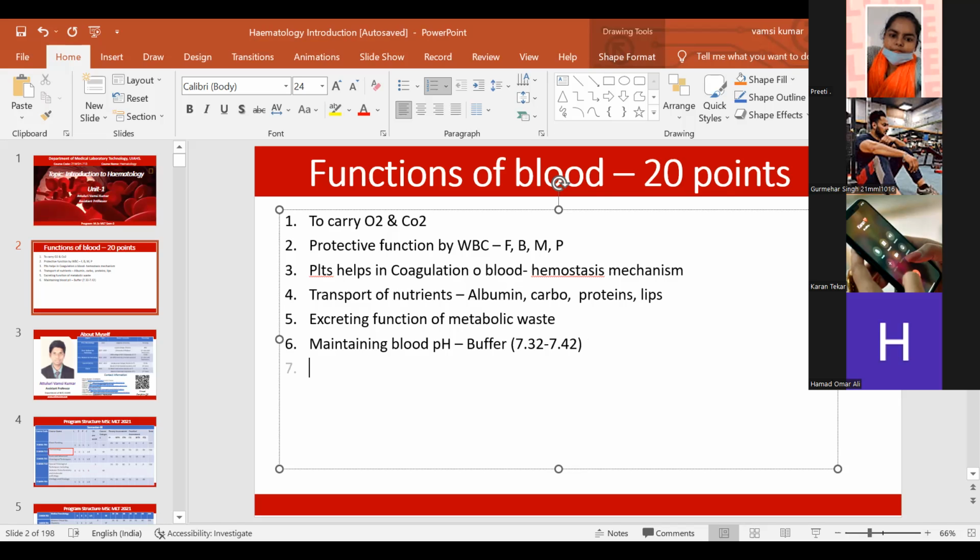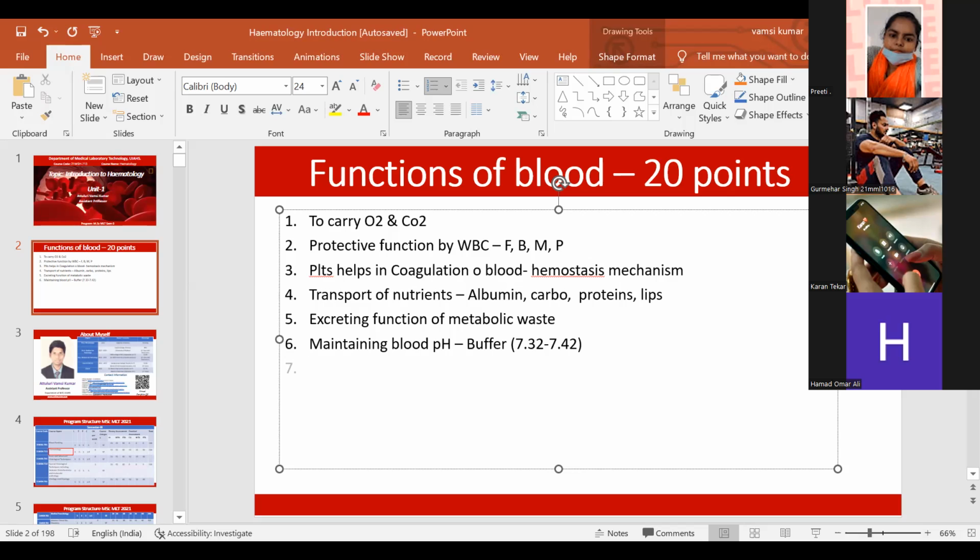Then any other functions of blood apart from these 6? Quick, students, I don't have time. Any other functions? Yeah, I will tell you. The other function is maintaining the body temperature. Okay, body temperature is maintained with the help of blood.